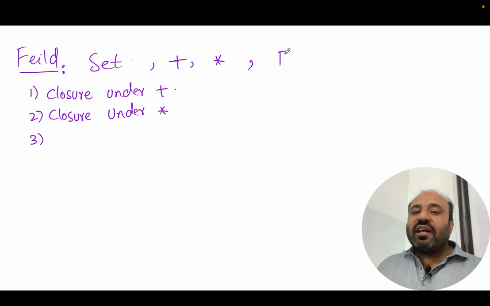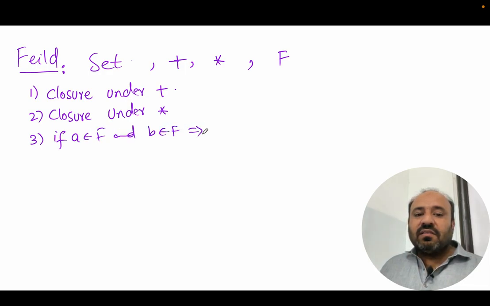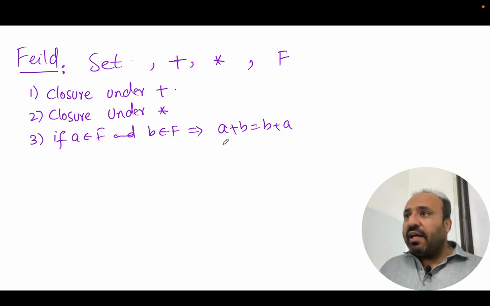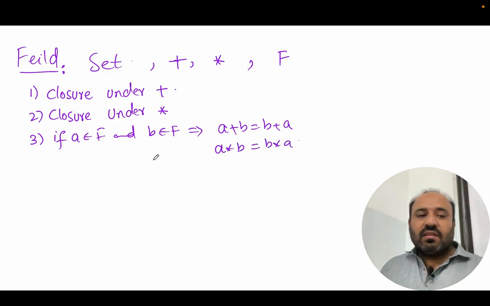Let's say the set we are targeting is F. So if a belongs to F and b belongs to F, then a plus b is equal to b plus a, and मल्टीप्लिकेशन में है a star b is equal to b star a. Okay, anything else?